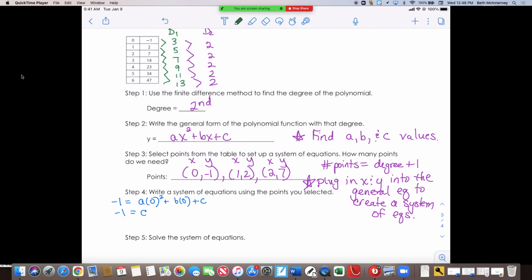Now we're going to take the second point. 2 equals a times 1 squared plus b times 1 plus c. But don't we know the c value now? So that's 2 equals a plus b minus 1. So a plus b equals 3. We're going to put a box around it.